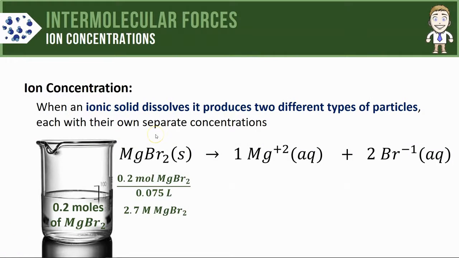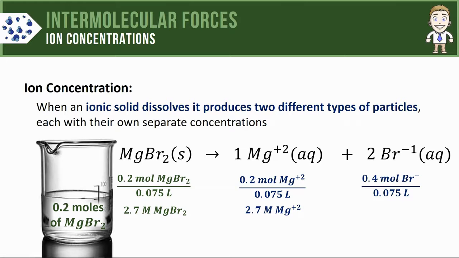Since there's a 1-to-1 ratio between magnesium bromide and the magnesium cation that's produced, there's also going to be 0.2 moles of Mg+2 in the solution, meaning the magnesium cation's concentration is also 2.7 M. It's a little bit different for the bromide though, because every time that MgBr2 splits apart, you get twice as many bromide anions being produced. That means there isn't 0.2 moles of those, there's actually twice as many, 0.4 moles. That makes the molarity of the Br- 5.3 M, or twice as much as the others. So we have three different molarities, all of which describe the concentration of this ionic solution.